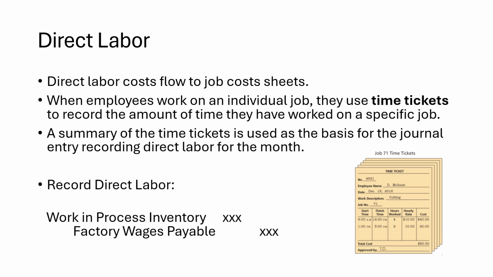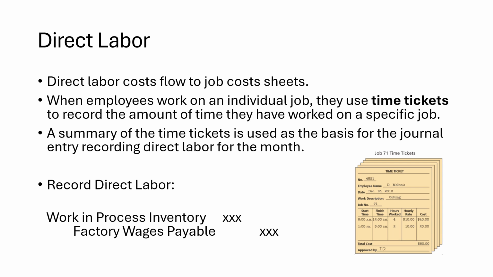So you can see that it includes things like the job number, the employee name, the date, when they stopped and when they started working on this particular job. So time tickets are used to record the amount of time they've spent working on a specific job.